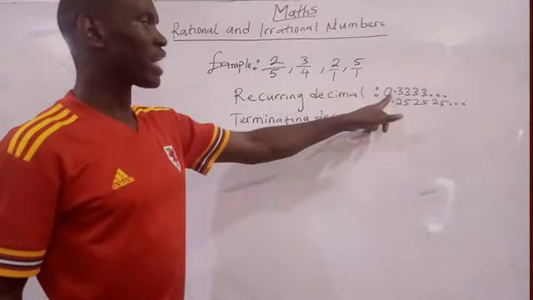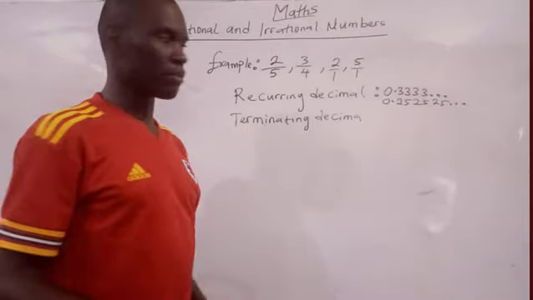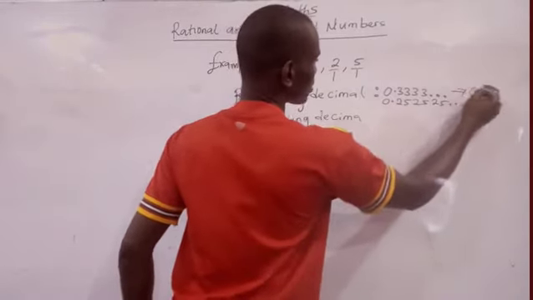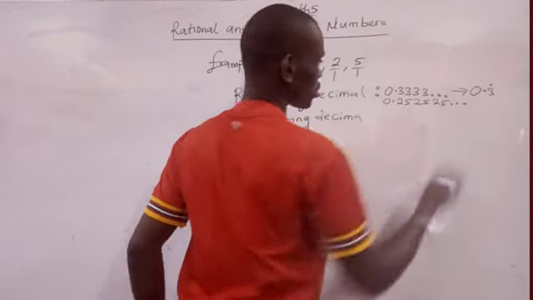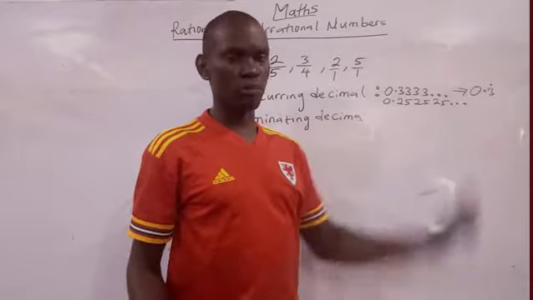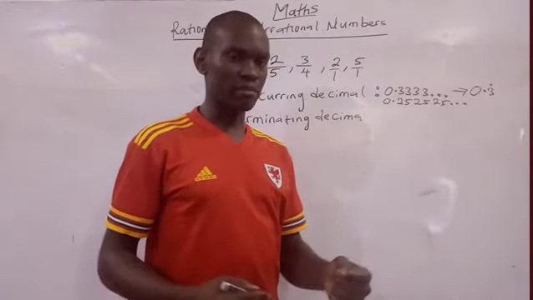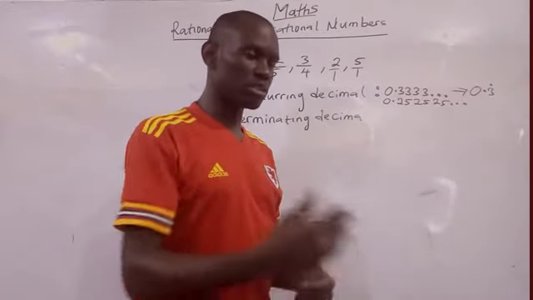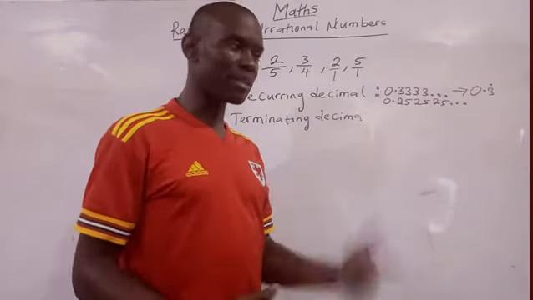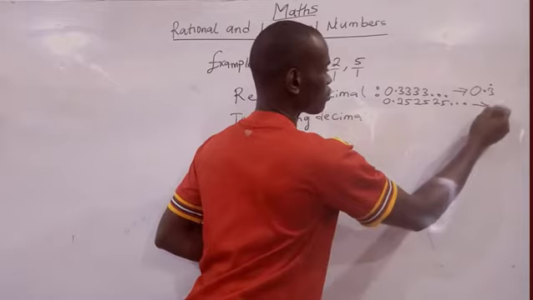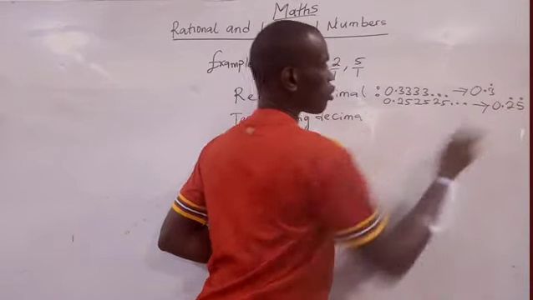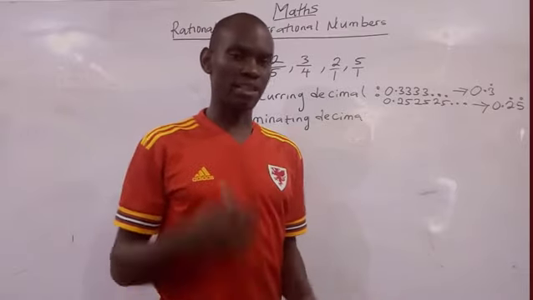However, we can write every recurring decimal in a shorter form. For instance, this 0.333, I can write as 0.3 and put a dot on top. So anytime you see a number that has a dot on top, know that it is a recurring decimal. Same thing will keep coming out. If I have 0.2525, I can write it as 0.25 and put dots on top of 2 and 5.